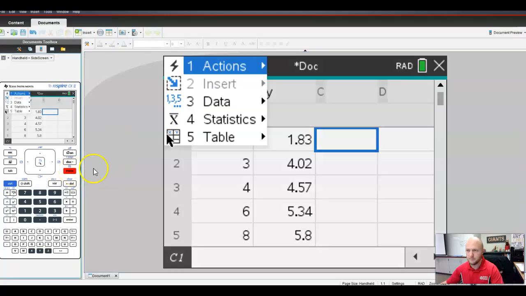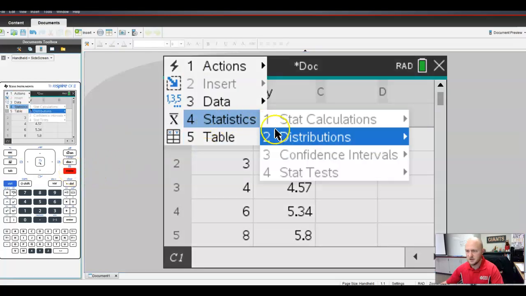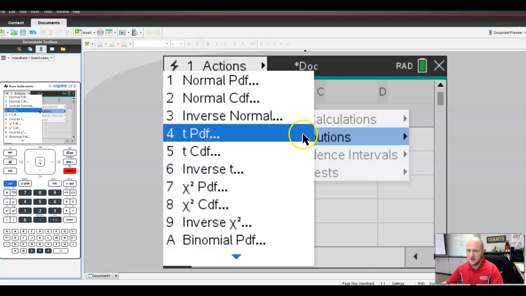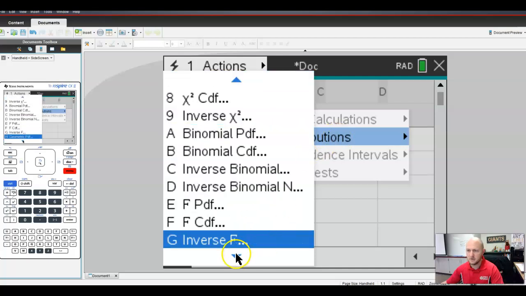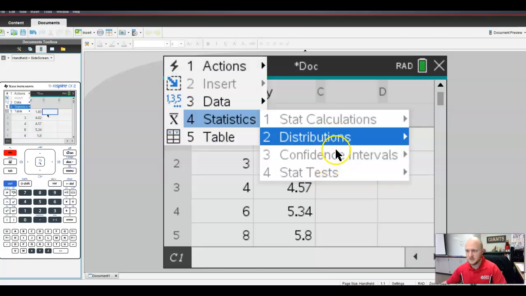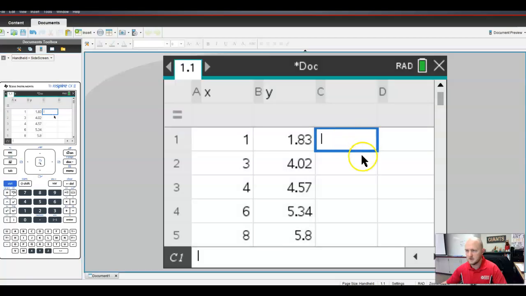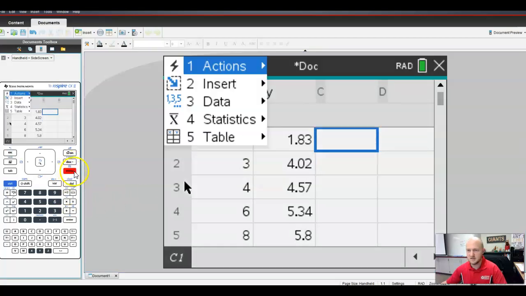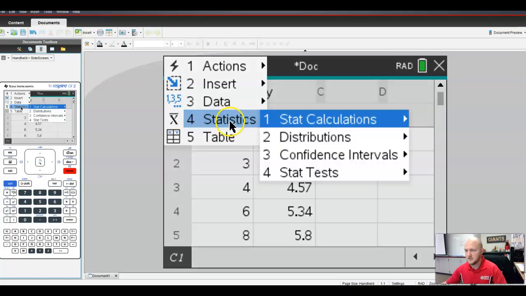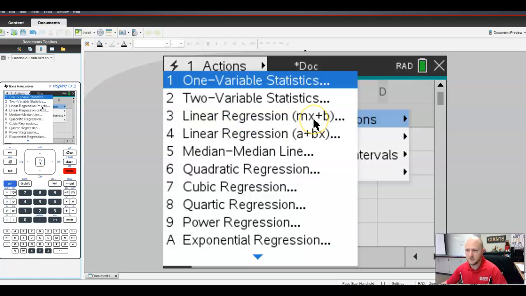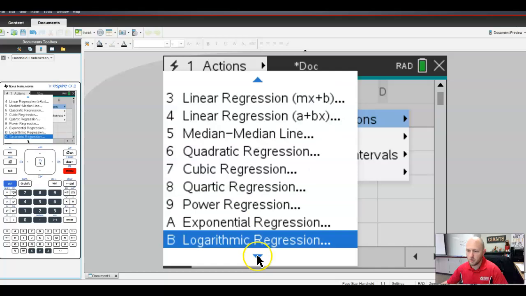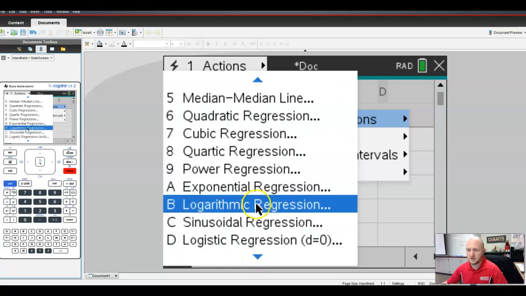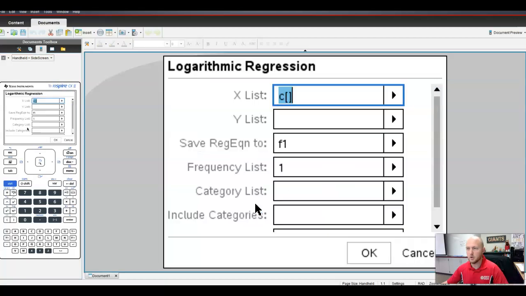Now I'm going to go next to one of my boxes, and I'm going to go Menu, Statistics, Distributions, and then I need to go to... why is it acting funny? Is it not Statistics? Is it Data? Oh, Stat Calcs. For some reason that was off. And I want a logarithmic regression. So you go down, and there's logarithmic regression. Again, Menu, Stat Calcs, and then logarithmic regression.